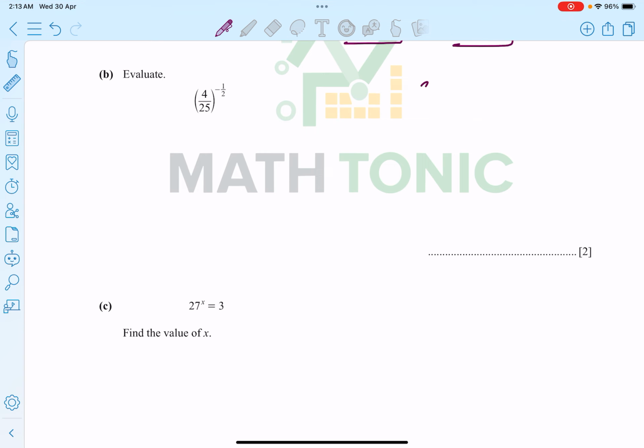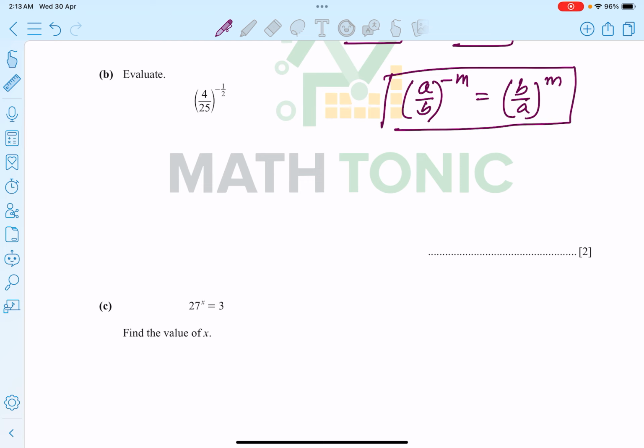Remember the law of indices: a over b to the power negative m. Flip the fraction so the power becomes positive. Numerator becomes denominator and denominator becomes numerator. So we can write this exactly the same, 25 over 4.